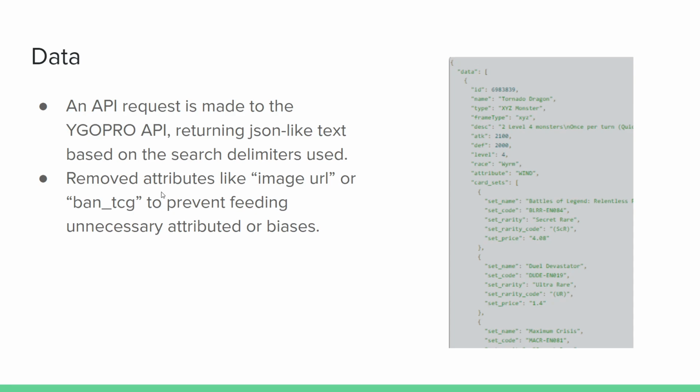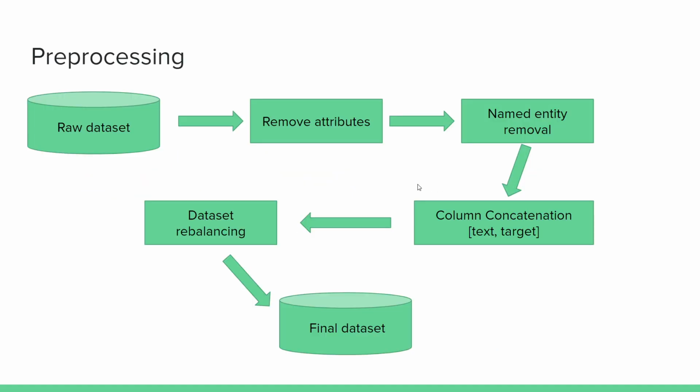Now for the design of the experiment. For the data, we used the Yu-Gi-Oh API to request cards in a JSON-like format, and the cards returned can be based on the delimiters used in the request. So in my case, I just wanted cards from 2011 all the way to 2023.